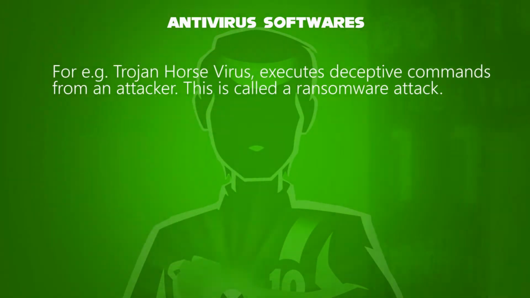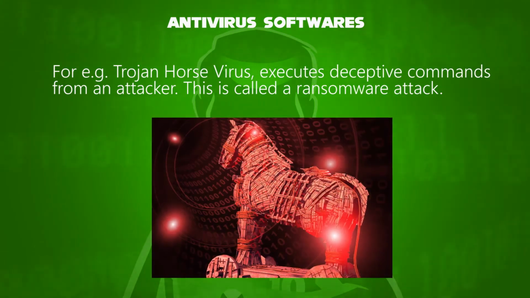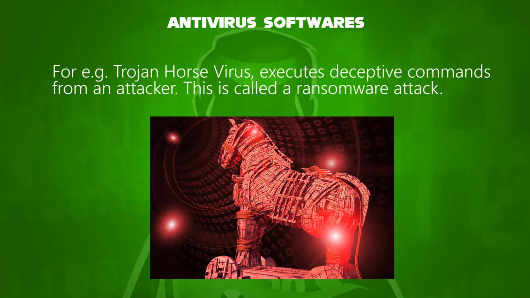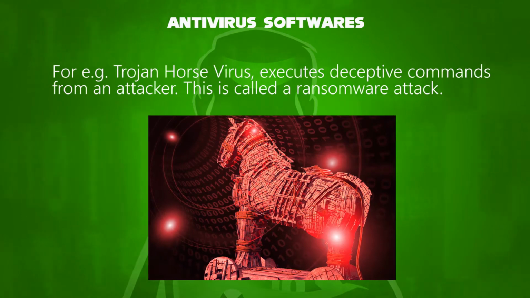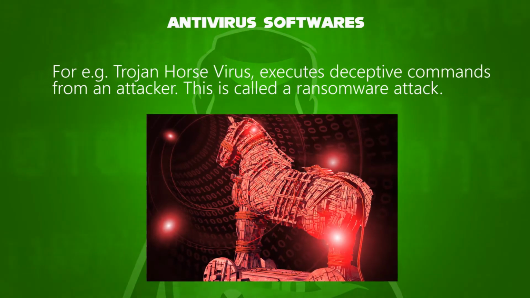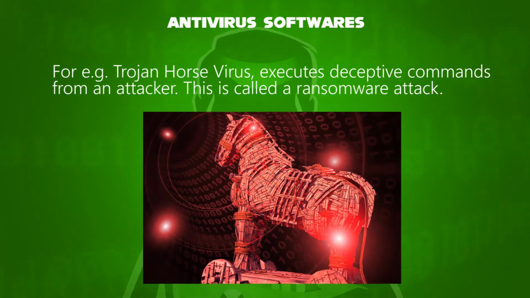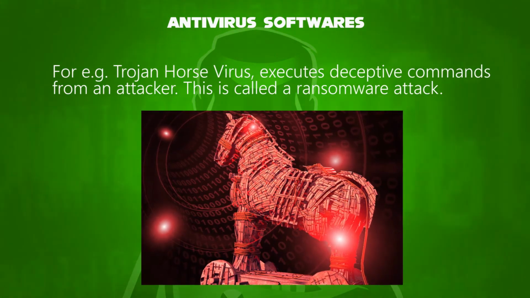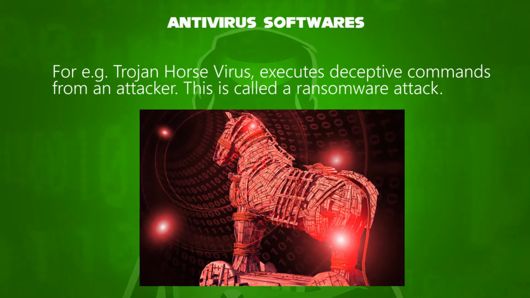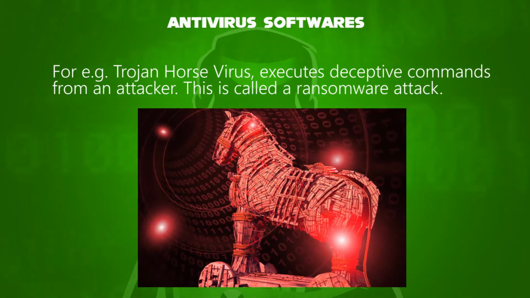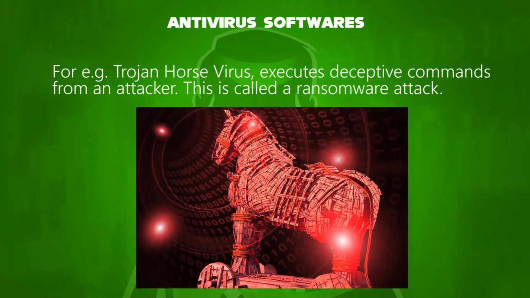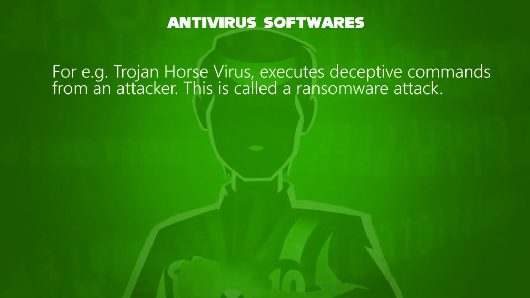For example, a Trojan Horse virus is a dangerous program that executes deceptive commands from an attacker. Trojans may allow an attacker to access users' personal information, such as banking information, passwords, or personal identity. It can also delete a user's files or infect other devices connected to the network. Ransomware attacks are often carried out using a Trojan.